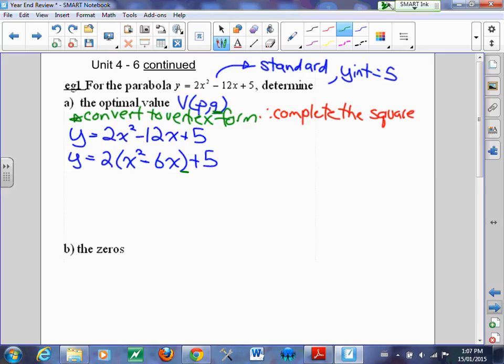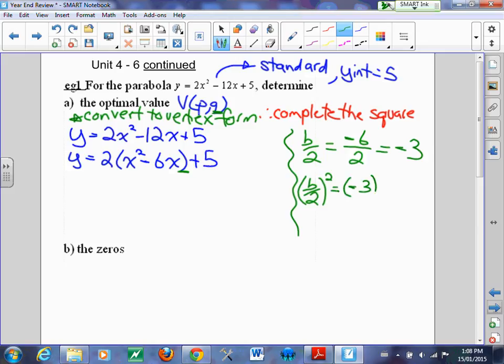Now we need to find what's the third term that goes in the bracket that will create a perfect square. Off in the margin, you should remember that you have to take b and divide it by 2. Your b value inside the bracket is -6. So -6 divided by 2 equals -3. Then don't forget, we have to take b divided by 2 and square it. So that's -3 squared, which equals 9.